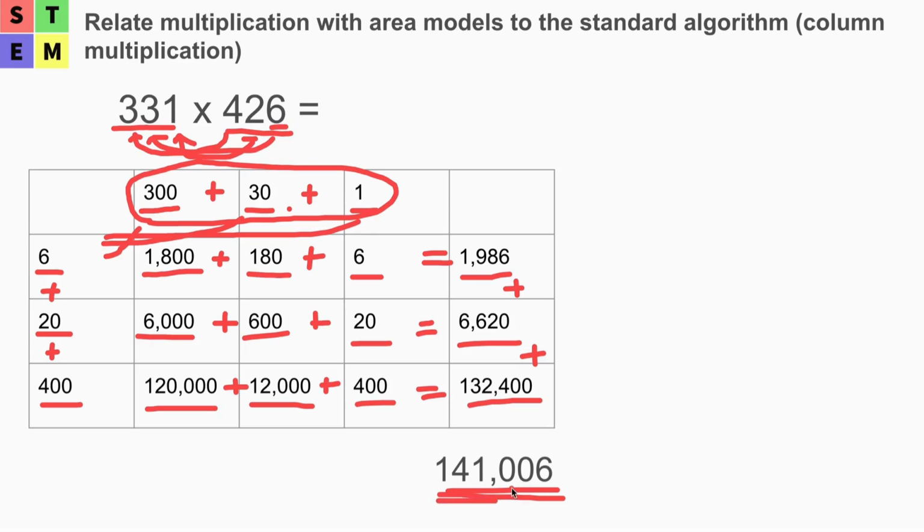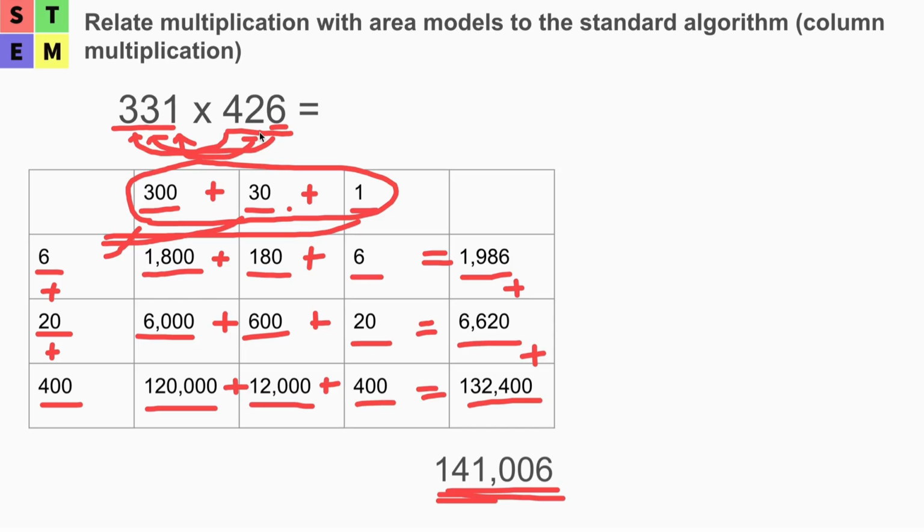The purpose of this lesson is to look at another method for calculating this, which is called the standard algorithm, sometimes called column multiplication. Whichever name you've heard, it's almost the same. You will probably hear column multiplication more often. Let's see how we can calculate this multiplication using column multiplication.